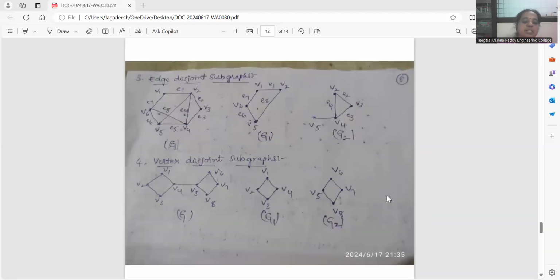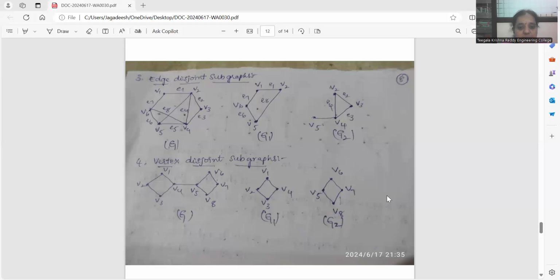Now, the third point is the edge disjoint subgraph. The name itself indicates that edges should not be common, disjoint. I have taken the graph G here, which contains some number of vertices and some number of edges. For edge disjoint subgraphs, we have to take 2 subgraphs where there should be no edge common. So in the edge disjoint subgraph, I have taken 2 subgraphs G1 and G2. See that there is no edge common between them.